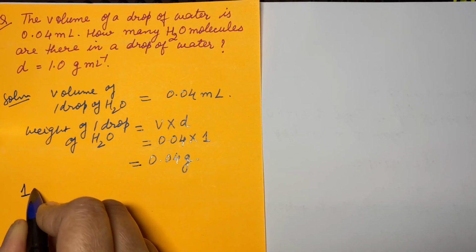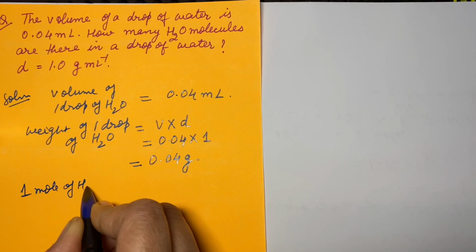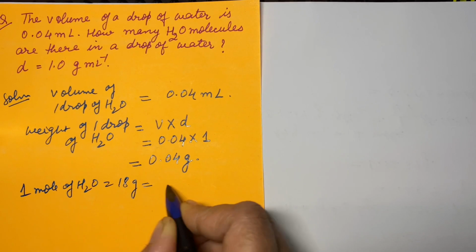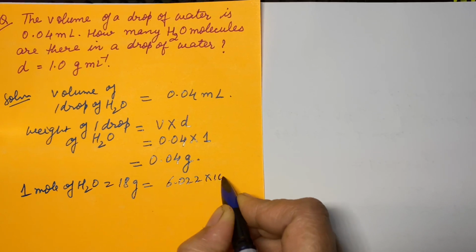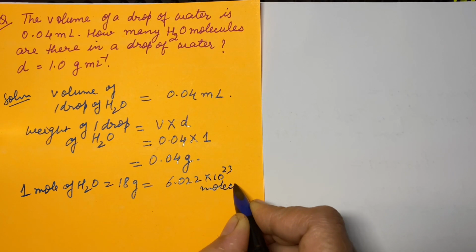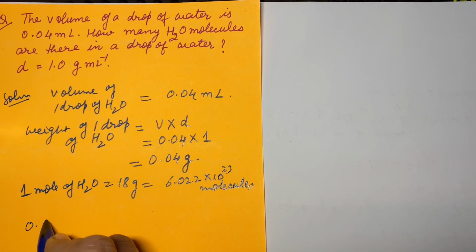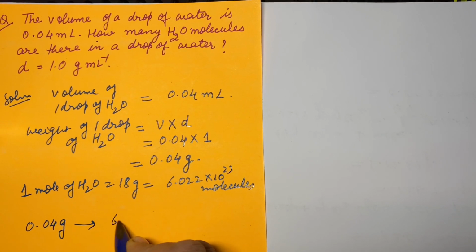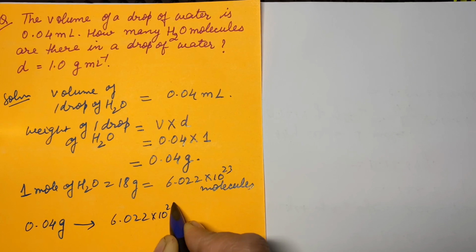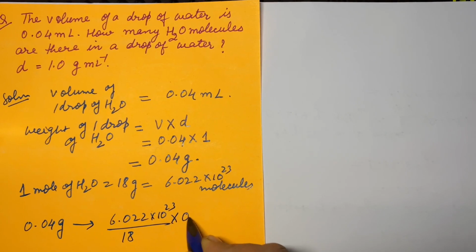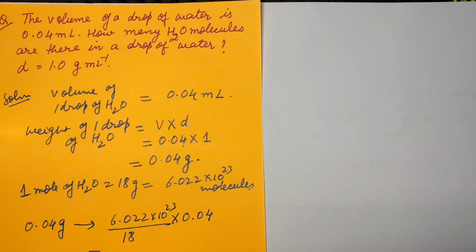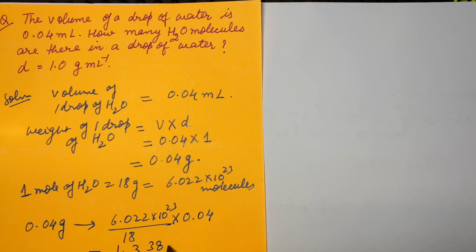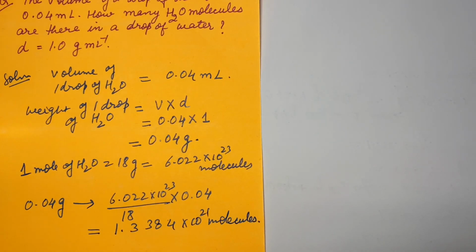Now we all know that 1 mole of water is equal to 18 grams is equal to 6.022 into 10 to the power 23 molecules. So how many molecules will be in 0.04 grams? 6.022 into 10 to the power 23 divided by 18 into 0.04. When we solve it, we will get approximately 1.338 into 10 to the power 21 molecules. So, simple, by solving it, we can get the answer.